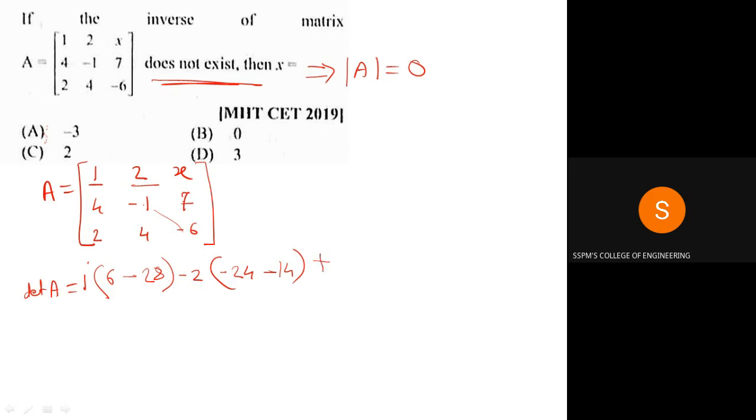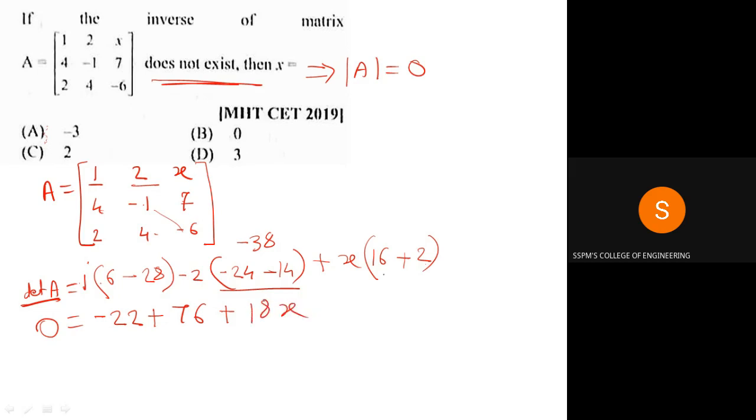So last, then plus x. Plus x is equal to what? 0. So x, 4 into 4, it is 16. Minus 1 into 2, it is minus 2. So it becomes plus 2. Now we try to solve this. So value of determinant A is equal to 0. 1 into 6 minus 28. What is 6 minus 28? It is minus 22. What is the value of this? It is minus 38. What is minus 38 into minus 2? That becomes plus 76. Okay, 76 plus 16 plus 2, 18x.